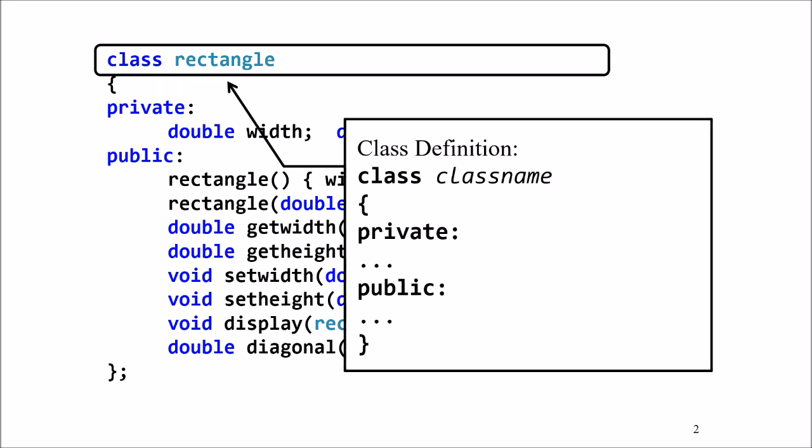The first line in the definition begins with the C++ keyword class, that tells the compiler that we are defining a class of objects, and that is followed by the name of the class, which has to be a valid C++ label, and it should be a name that represents what you're trying to describe with this object. For this example, I'm describing a rectangle.